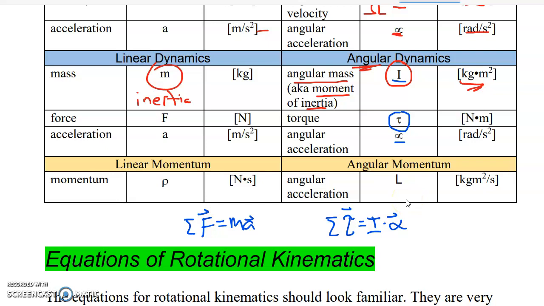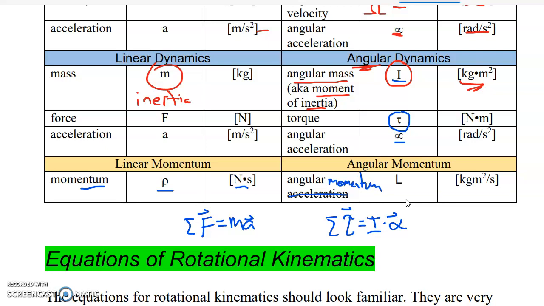All right, the last quantity that we are probably familiar with here is the idea of momentum. In linear momentum, we use the Greek letter rho, and its units are Newton seconds. Oh, this is a typo. This should not say angular acceleration. This should say angular momentum.